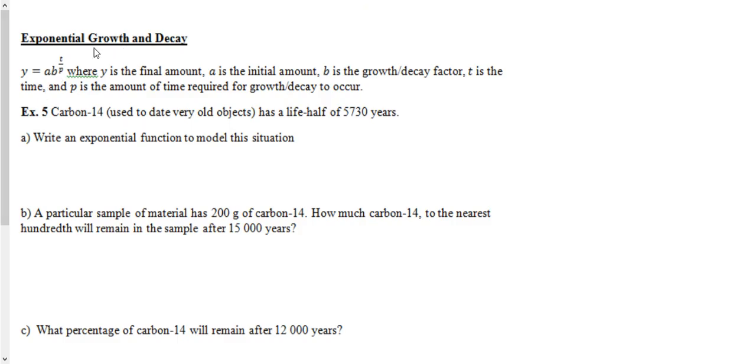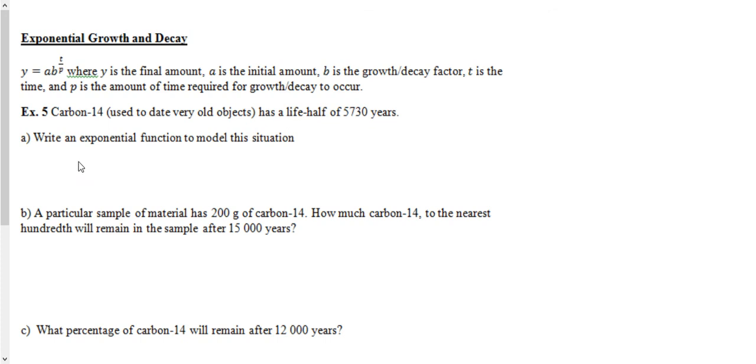In this next example here, this is a growth and decay curve. Again, we're always going to try to cue you with the equation. So here's our equation: y equals A B to the T over P, where A is your initial amount, B is your growth and decay factor, T is always your time, and P is your time required for the growth and decay to occur. So write an exponential function for our carbon-14 here that has a half-life of 5730.